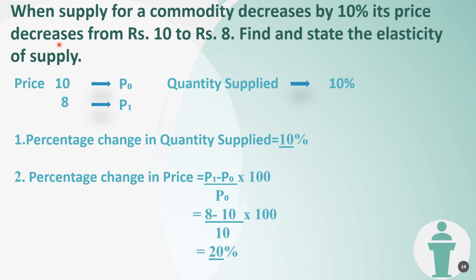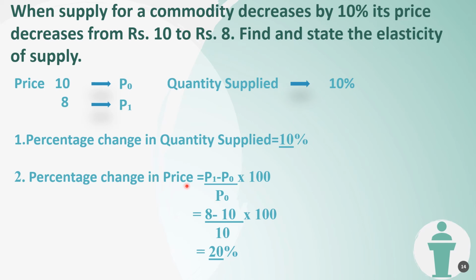We see here that price decreases from rupees 10, which means the original price is rupees 10. It comes after the word from, so it gives you a cue there. And it goes to rupees 8, which means the new price is rupees 8. So P0 is 10 and P1 is rupees 8. We need to state in the first step, percentage change in quantity supplied is 10% because that is already given to us. We move on to the second step.